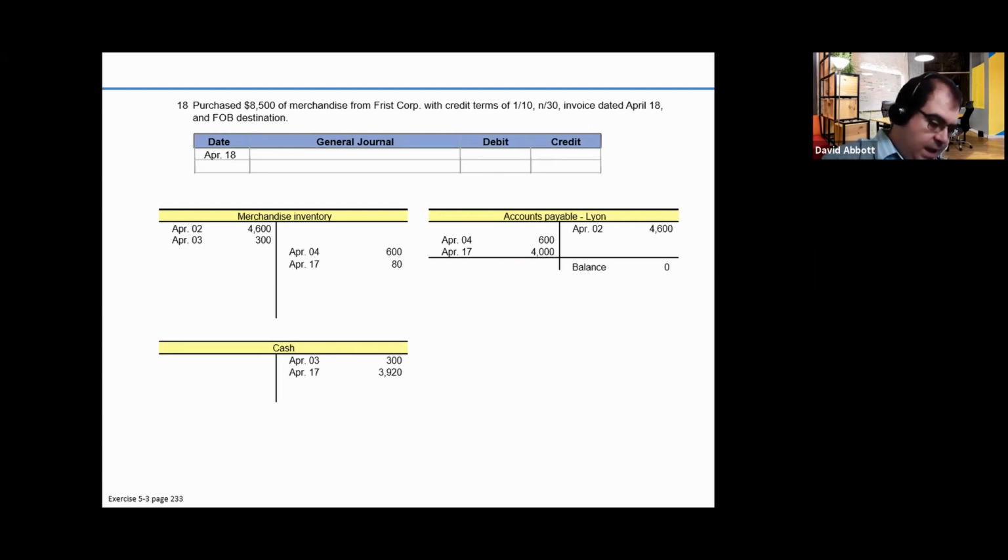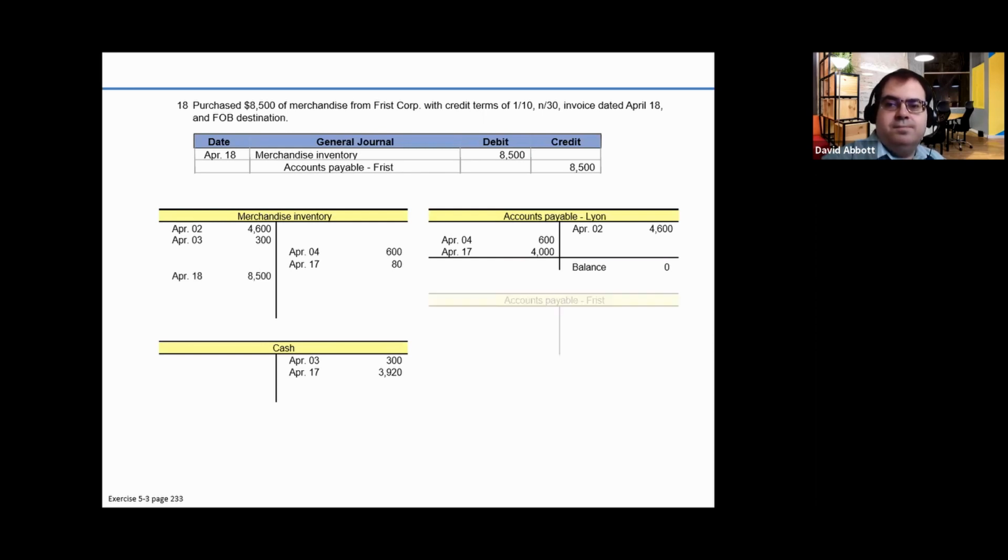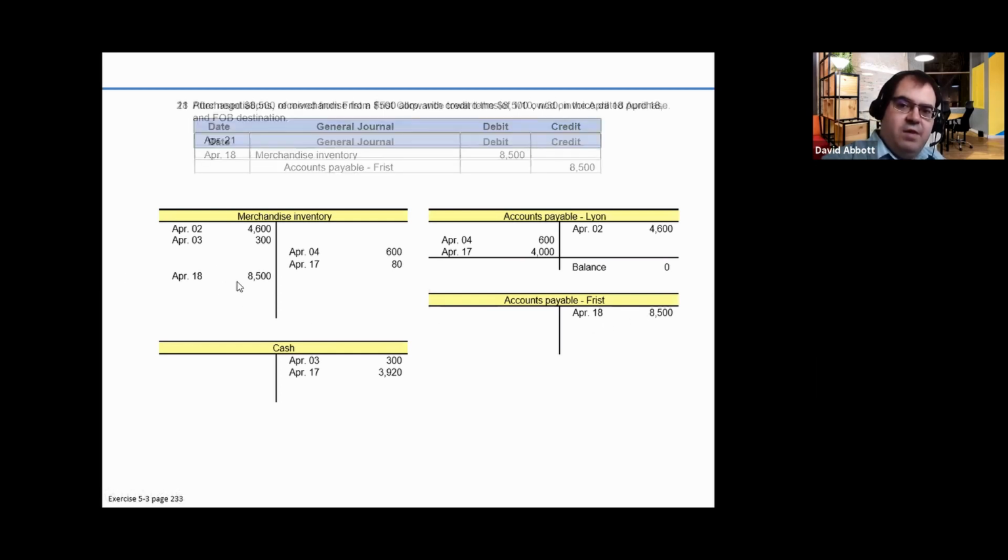All right. And then we're making another purchase. On April the 18th, we purchased $8,500 of merchandise from Frist Corp on terms of 1% for paying within 10 days, but we have 30 days to pay. The invoice was dated on the 18th and it's FOB destination. So in this case, you have the merchandise inventory, $8,500 because you're receiving inventory. We haven't paid cash yet; we've paid with a liability. So in order to increase the liability, we're going to credit accounts payable Frist for $8,500. So we see here now that we have a credit for Frist, $8,500, and we have a debit for the merchandise inventory.